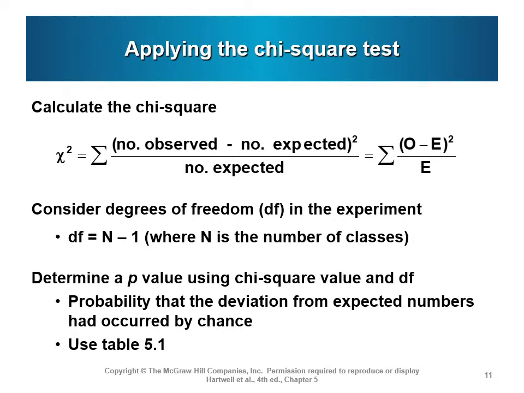We also need to determine the p-value using the chi-square value and degrees of freedom. It is the probability that the deviation from expected numbers occurred by chance. You can use Table 5.1, which is in your book, for this calculation.